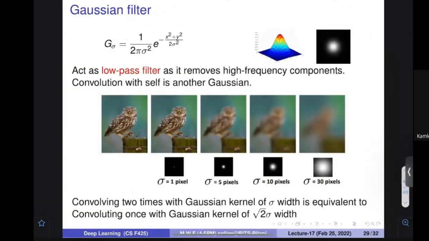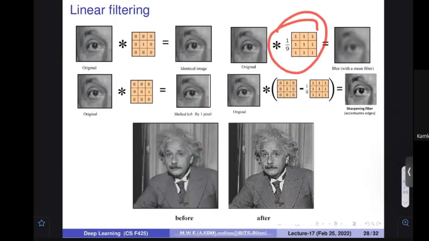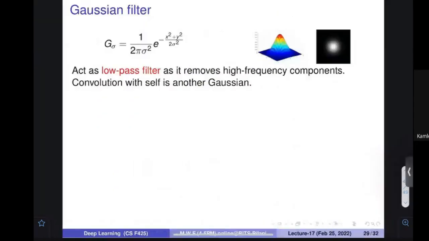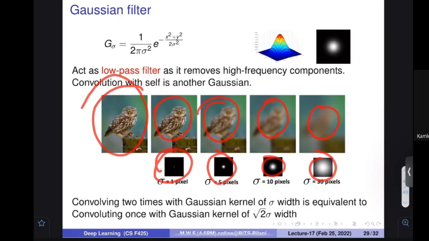What is happening over here is that I have applied a 111 kernel, and in the same way I can put a Gaussian over here also. This parameter could be Gaussian also. So let's assume that I'm going to put a Gaussian of different sizes. Let's assume I have an image with an owl, and if I put a Gaussian of 1 pixel, I get this image. Gaussian with 2 pixels, I get this image. Gaussian with 10 pixels, I get this. Gaussian with 30 pixels, I get this.